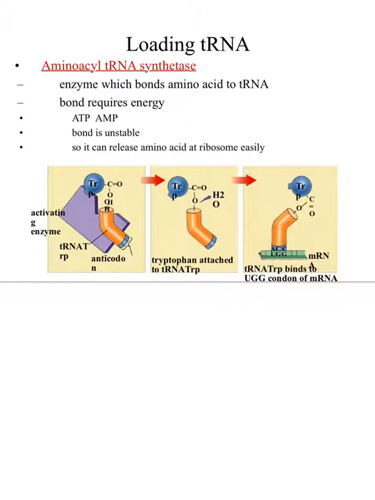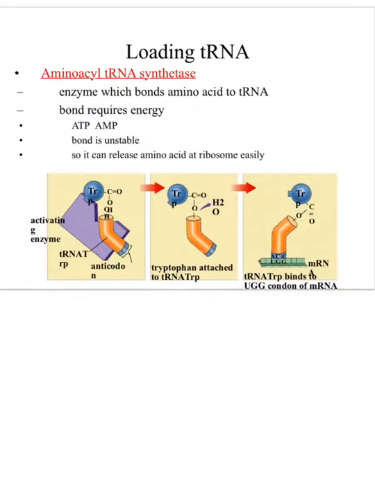All right, so tRNAs contain the amino acid. That amino acid is bonded to the tRNA by an enzyme called aminoacyl tRNA synthetase. That bonding of the amino acid to the tRNA, you can see it bonded right here, requires energy in the form of ATP. That bond is unstable, so it really wants to get rid of its amino acid at the ribosome.